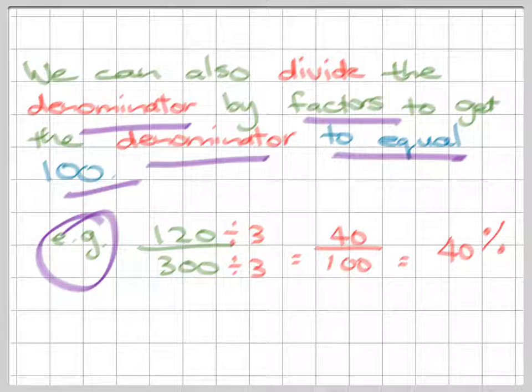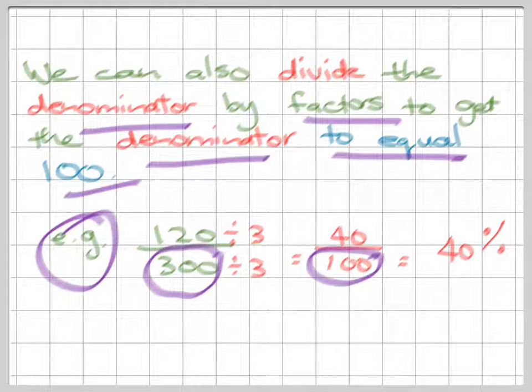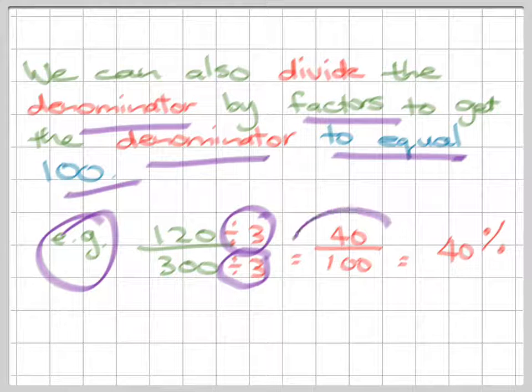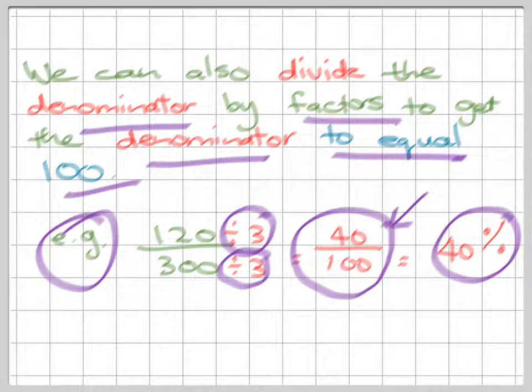We have 120 over 300. Now if you look carefully at 300, what do we have to do to get it to 100? We have to divide it by 3. Okay, and then it will automatically become 100, which is exactly what our goal is, to convert the fraction into a percent. And because we're dividing this denominator by 3, we have to divide the numerator by 3. So it's easy enough, and we end up with 40 over 100. So it's already in percentage format as a fraction, and then we can rewrite it as a percent, 40%.